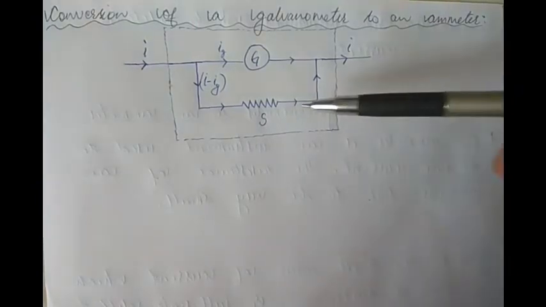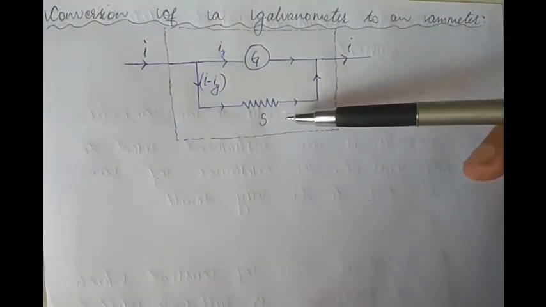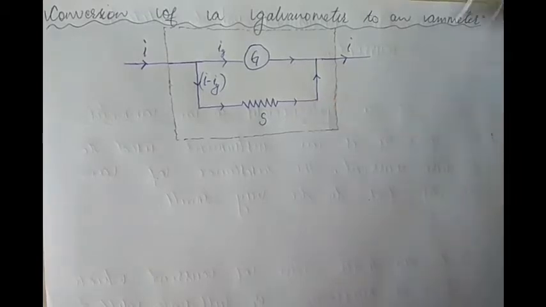So we need to choose the shunt, or the value of the small resistance, in such a way that a maximum of Ig amount of current flows through the galvanometer. Because remember, the galvanometer cannot withstand a higher value of current, higher than Ig. If a higher value of current flows through the galvanometer, it gets damaged, don't forget.